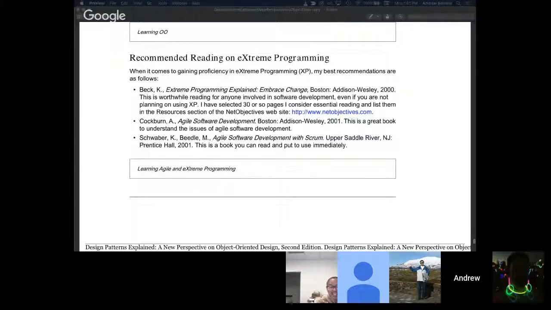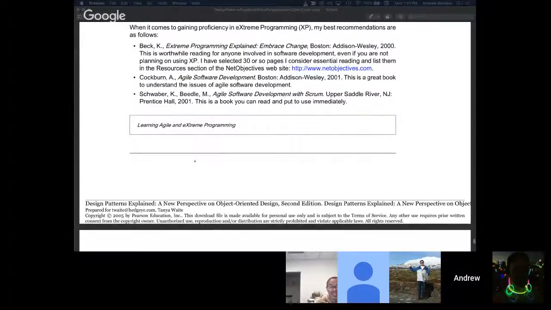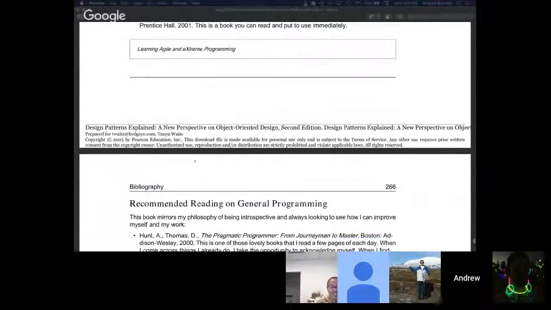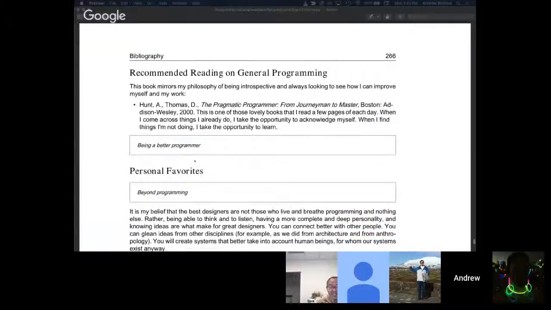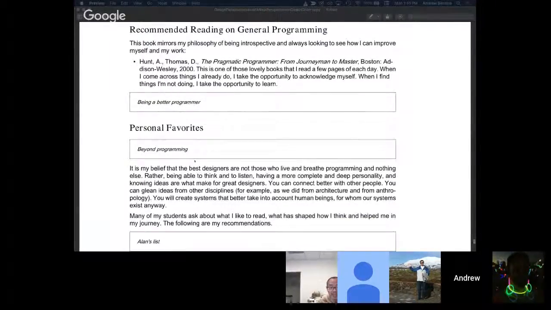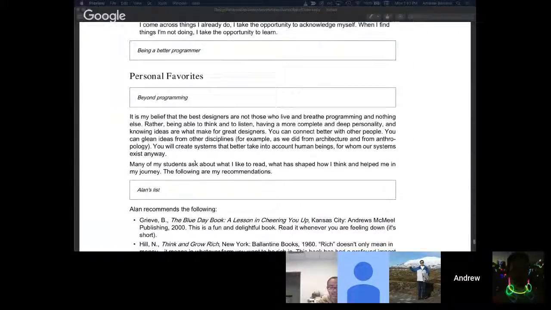Cockburn's book, we studied that one, it's okay. If you want to know about Scrum, the Beetle book is pretty much the book I see being used. Pragmatic Programmer, we talked about. That's a good book. They're remaking it. We should consider doing the new one because parts of the old one are out of date from what I can recall.